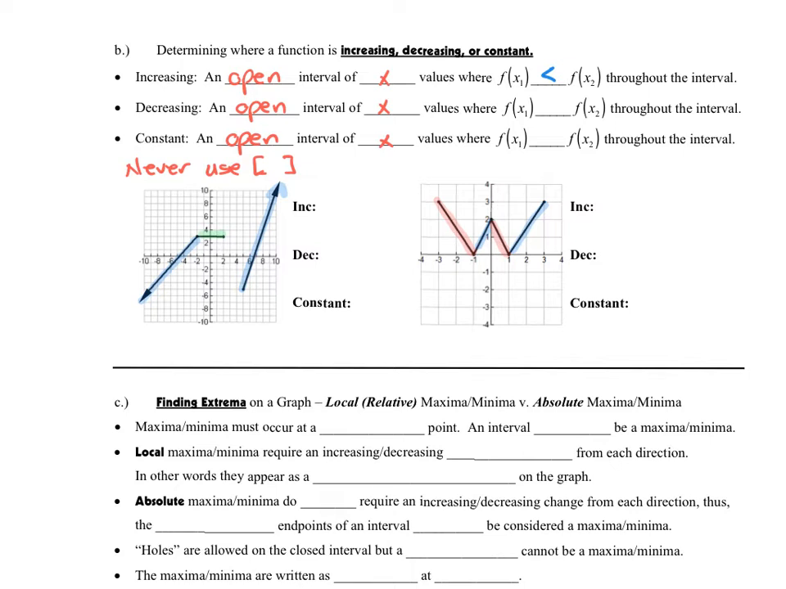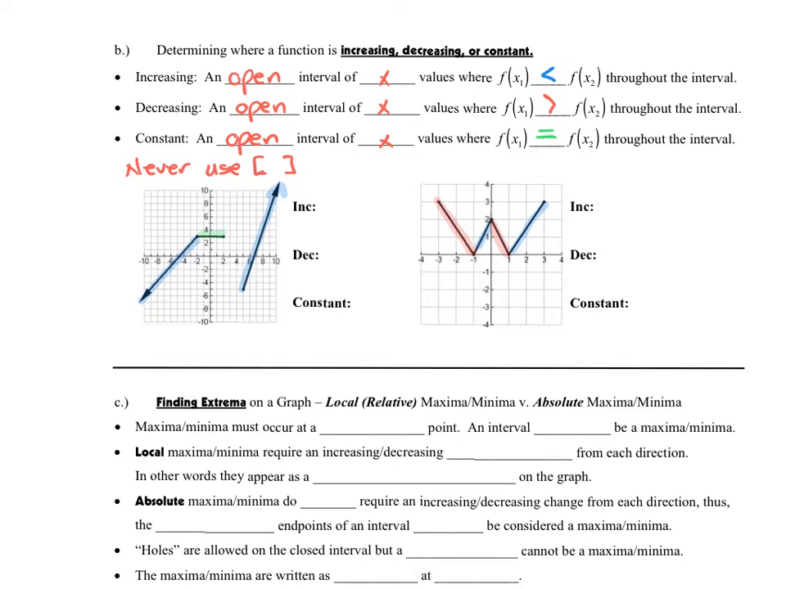For our decreasing intervals, that's going to flip. That's going to be the other way around. f of x sub 1 will be more than f of x sub 2, meaning it's going to be higher than the next number because it's going to be falling. And then our last one, our constants, will be where the graph remains constant, or is flat, continuous throughout the interval.